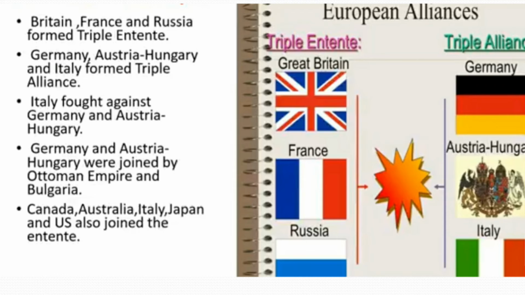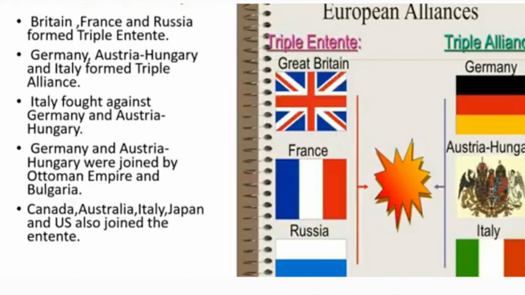Italy fought against Germany and Austria-Hungary and soon left the alliance and joined the Triple Entente. So Germany and Austria-Hungary were now joined by the Ottoman Empire and Bulgaria. Apart from this, Canada, Australia, Italy, Japan, and the US had by now joined the Entente. So two kinds of blocs in Europe, the Triple Entente and the Triple Alliance, were formed in the early 20th century. On one hand, there were single nation states, that is France, Holland, and Germany, whose national identities were based on their common language and traditions. And on the other hand, there were the imperial states like the Austria-Hungarian Empire and the Russian Empire.